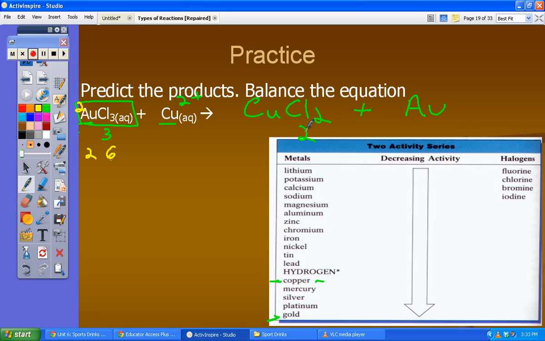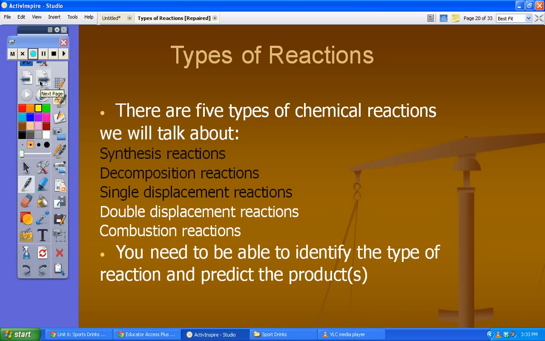So now in this case, I need this to be 6. So I need to put a 3 here. Now I have 3 coppers, so I need to put a 3 over here. I have 2 golds from this left side, which means I need to put a 2 here. So my final is 2, 3, 3, 2 for my balanced reaction. So that is single displacement. One of the longer ones takes a little bit of practice time.